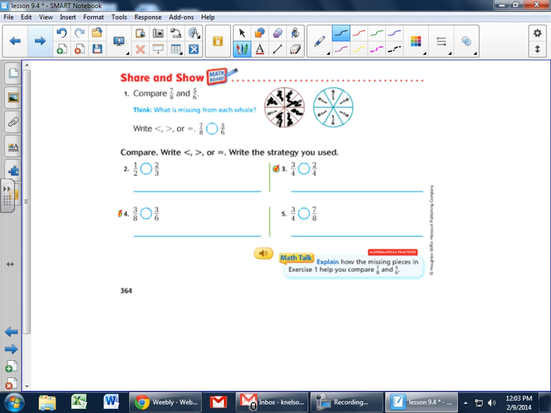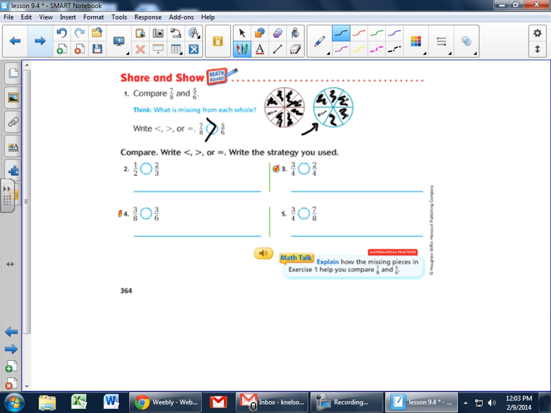Okay. And the next one is broken into 6 pieces, and we need to color 5 of them. Okay. So what is missing from each of the wholes, and which one of those is bigger, shows us this is a bigger missing piece. So 7/8 is greater than 5/6. Okay, we colored more in on the 7/8 piece than we did on the 5/6 piece. So that one is bigger.